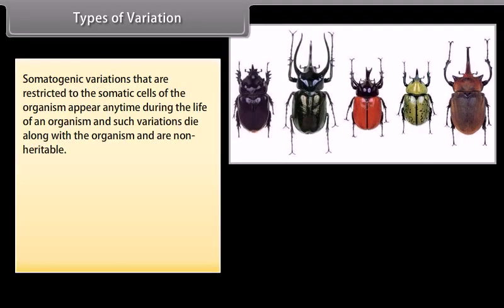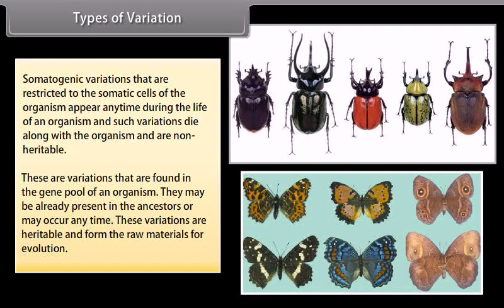Somatogenic variations are restricted to the somatic cells of the organism and appear any time during the life of an organism, and such variations die along with the organism and are non-heritable. Germinal variations are variations that are found in the gene pool of an organism. They may be already present in the ancestors or may occur any time. These variations are heritable and form the raw materials for evolution.